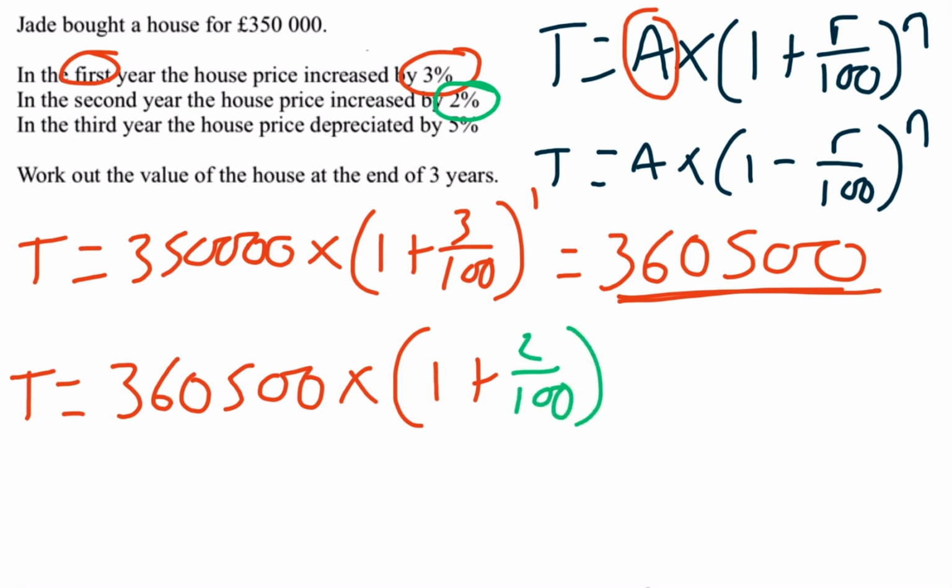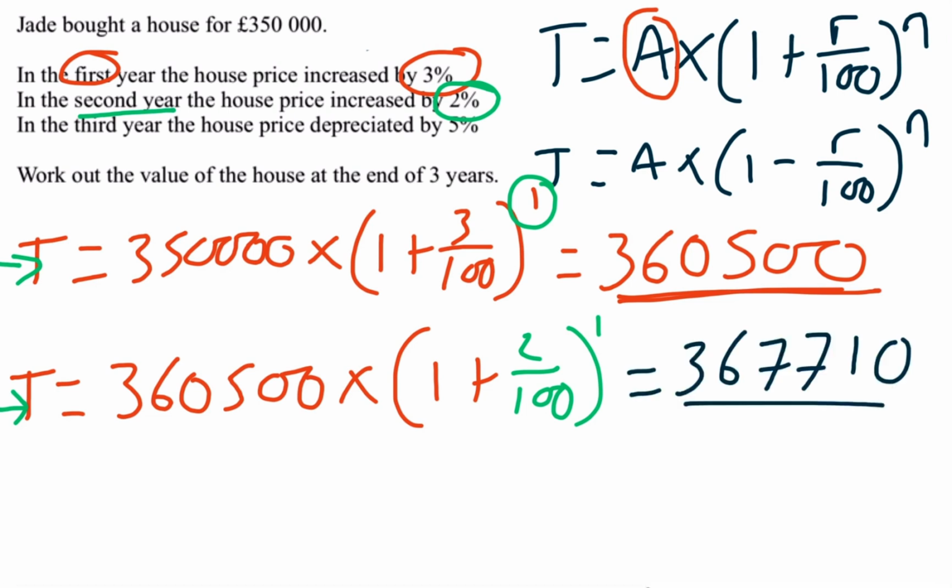Now, students sometimes think that because it's in the second year, they have to be to the power of 2. But that's not true. The first line that we did here, the working out, that was year 1. The second line here is now year 2. So this would be to another 1 year, because you've already done the first year. This is now your second year. So if you put that on the calculator, you get an answer of 367,710. You should be checking it in between.